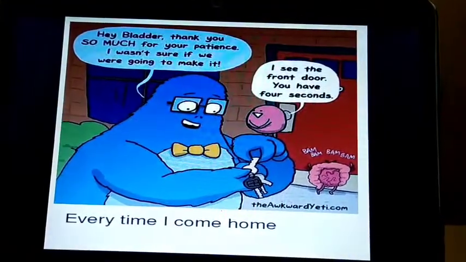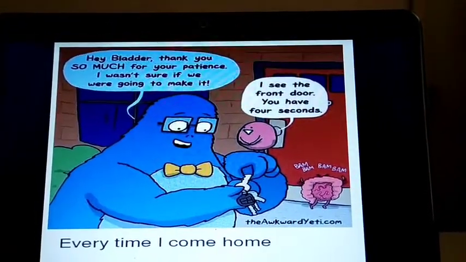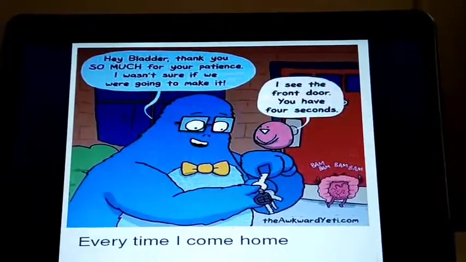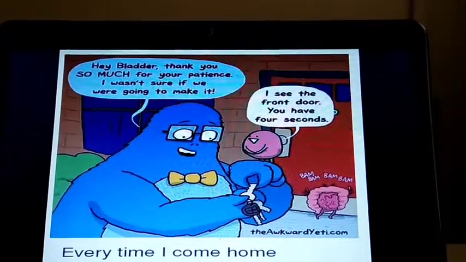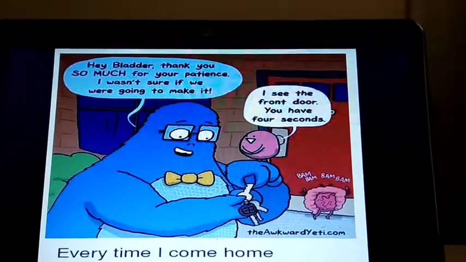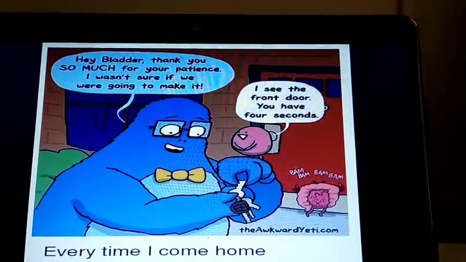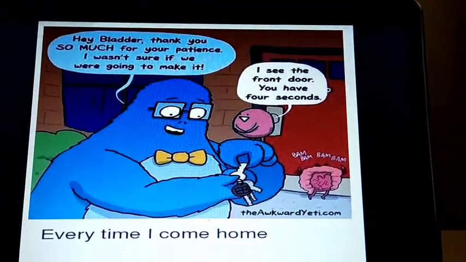Okay, thank you very much. There is one thing about the relation between the bladder and prostate. Bladder saying, "Hey prostate, thank you so much for your patience. I was not sure if we were going to make it." And prostate saying, "I see the front door. You have 4 seconds. Okay, every time I come home."